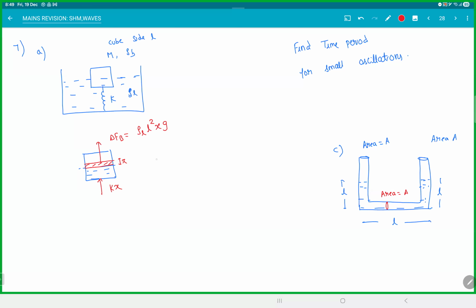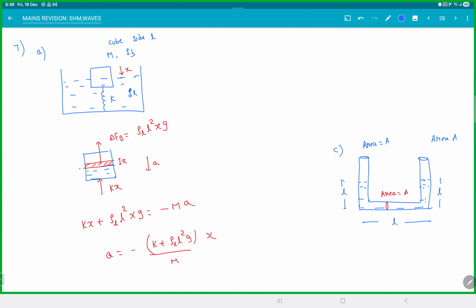What we are interested in is the change in forces. So kx plus rho L square xg is equal to mass into acceleration. There you're done. a is equal to minus (k plus rho L square g) by m into x. That's your omega square. Clear? So when you push the block by x inside, find the extra buoyancy force, find the extra spring force. That extra force must be creating the acceleration.